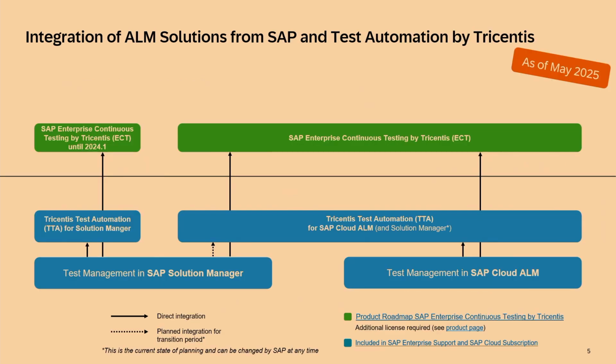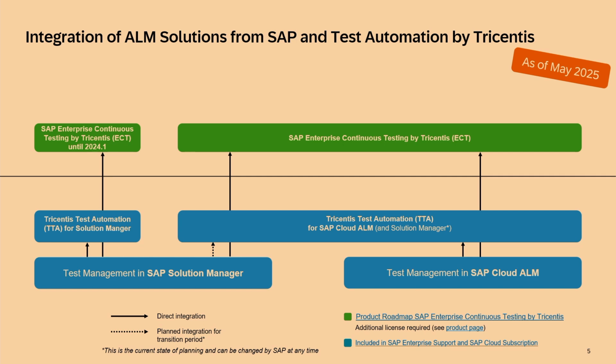Also, what has changed in May this year is the products that we are providing from SAP to our customers. Actually, they are coming from Tricentis, but SAP is providing them to our customers. What you see here in blue is all you get as part of enterprise support or any cloud subscription. On the left side, we have the classical on-premise world that was also there in the past, with Solution Manager, with TTA for Solution Manager, and ECT for Solution Manager.